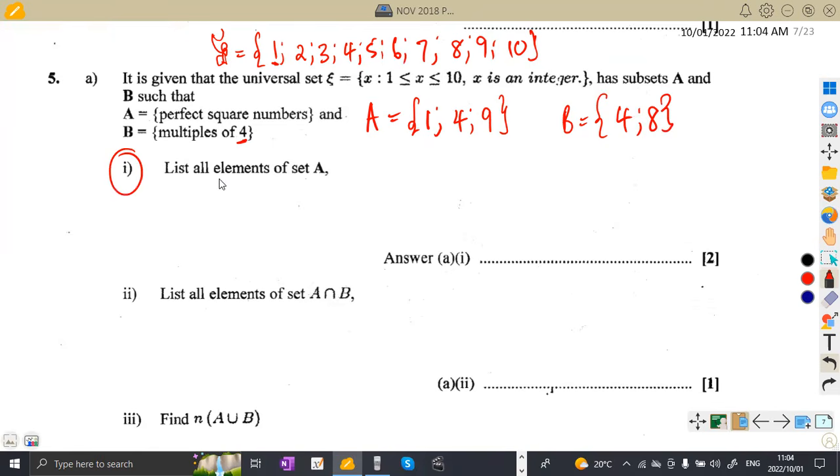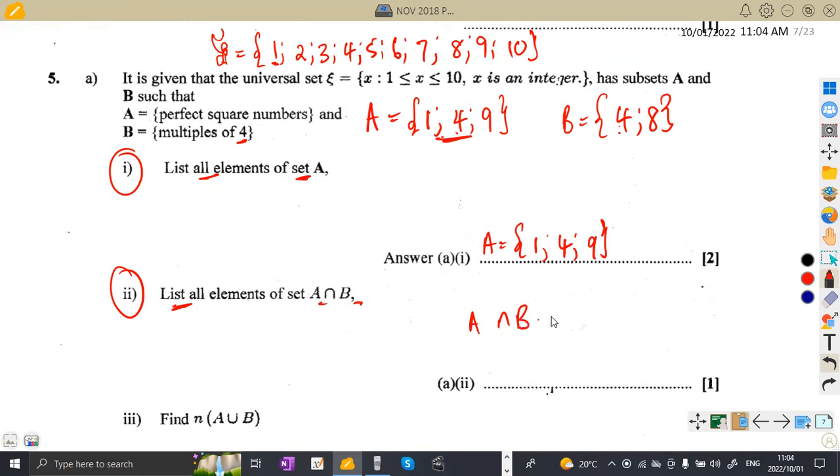So the first part was to list all the elements in set A. Already this is our set A. We have listed the elements in set A. We said it's 1, 4, and 9. So that was it. Then list all the elements. Take note, you are listing the elements of A intersection B. So this is your A, this is your B. What do we have at the intersection? At the intersection, we only have 4. So A intersection B is just 4. This is what we have in this set. So it's just going to be the element 4.